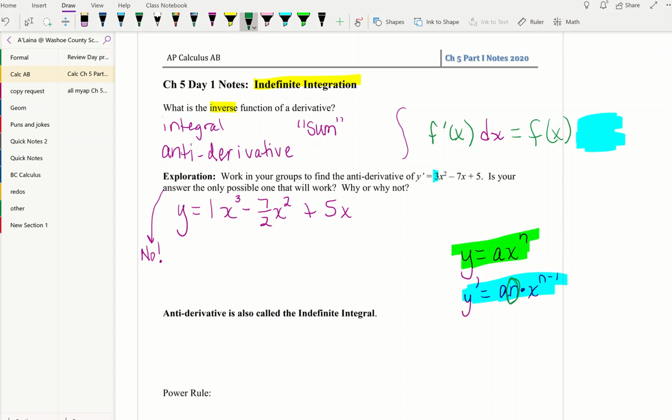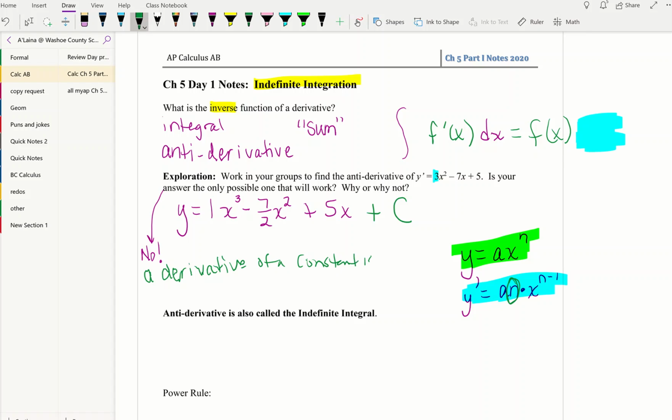This is only one of many answers. Why? Maybe your answer had this. If you had a plus 2 at the end and you took the derivative of that, that would zero out in the derivative. Or maybe it was plus 36 or minus 14.2. But what we want to do is recognize that there could have been some constant at the end that would have a derivative of 0. The derivative of a constant is 0.